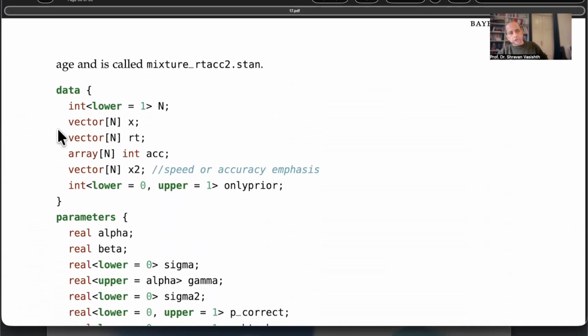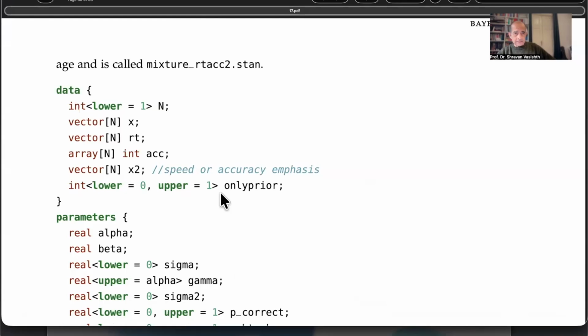Okay, so what we're going to do is in the data block, we're going to define the number of data points, the vector containing the predictor easy hard coded plus 0.5 minus 0.5. Remember, vectors have to be real numbers. And then we have another vector for the response times. Also, all of these are 1000 length, and accuracies are going to be integers, right? So you don't want to use a vector for that. And anyway, there will be no matrix algebra operations defined on this. So we will use an array for accuracy. And then for x2, which is the speed or accuracy instruction, that's also a vector.